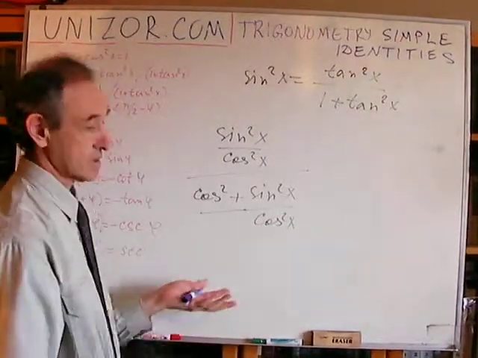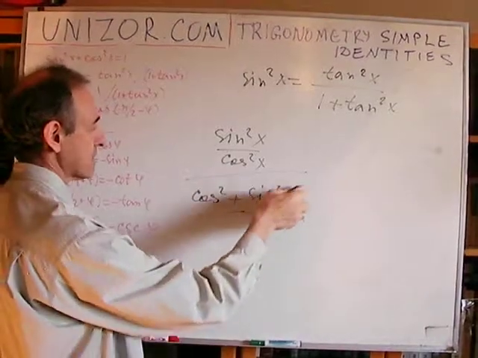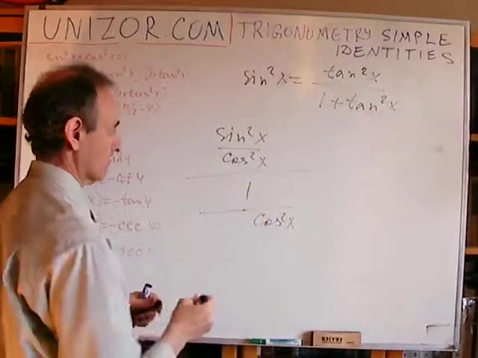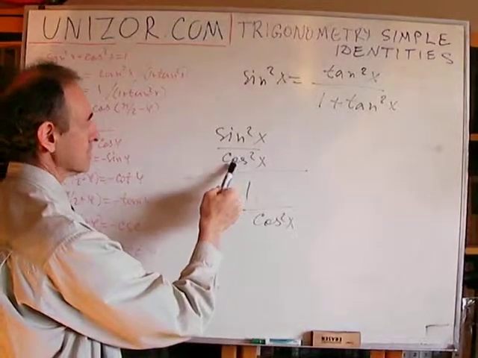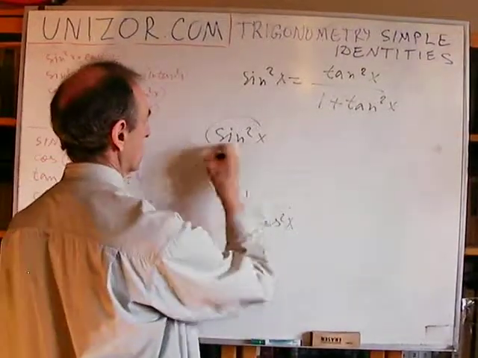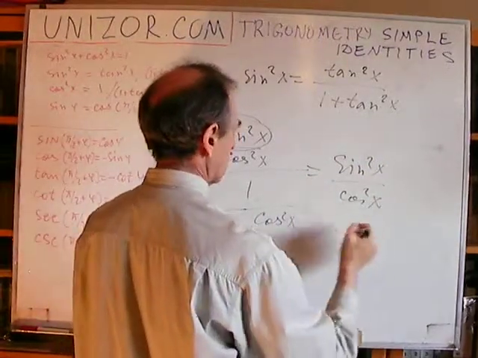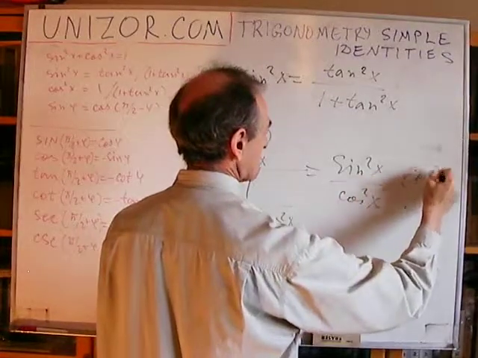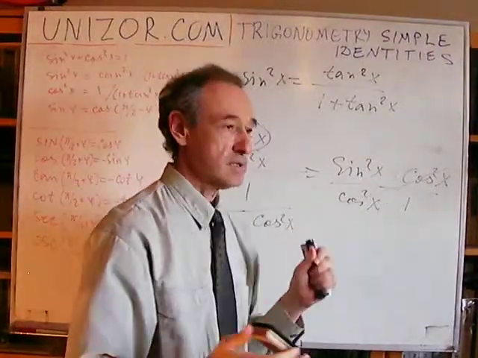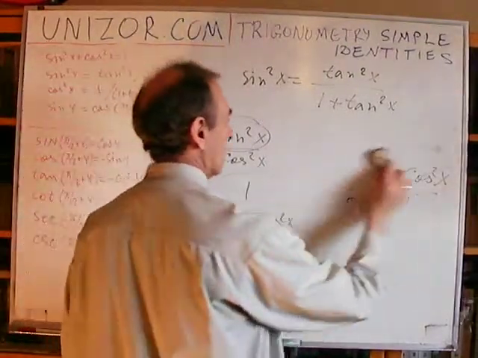Cosine square divided by cosine square is 1. Now, as we have just proven before, cosine square plus sine square is equal to 1. So I can replace this with 1, unconditionally, for all angles. Now we have sine square over cosine square and 1 over cosine square. Well, obviously cosine square is reducible, and we will have only sine square x. So that's the proof of this. And again, this is a true identity, but only for those cases where our tangent is defined.